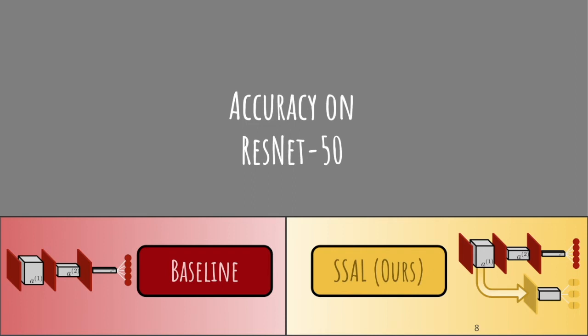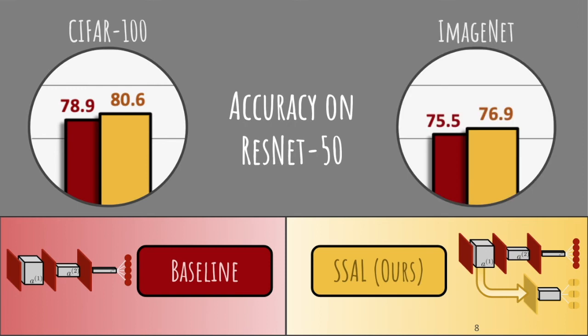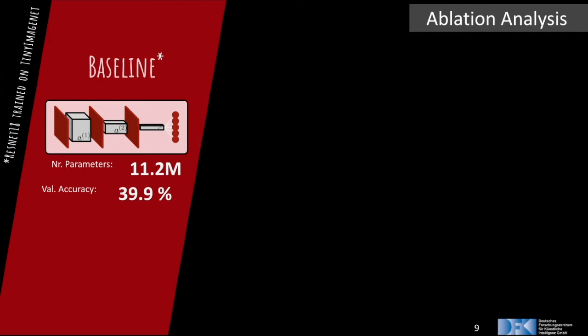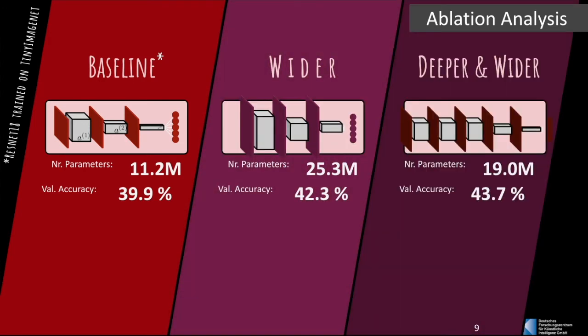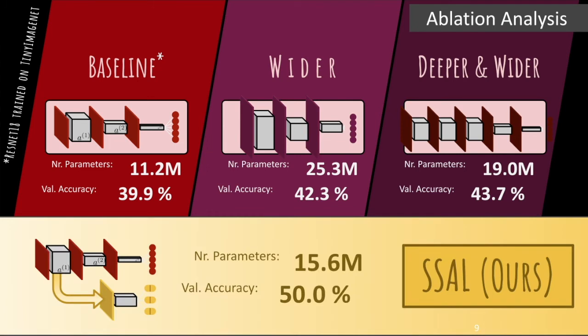We evaluate the accuracy of a ResNet50 model with and without the use of our self-supervised grouping task for CIFAR100 and ImageNet. On both tasks, we report an increase in accuracy of over 1 percentage point. Now, to show that the increase in accuracy is not only due to our proposed model having slightly more parameters, we analyze alternative baselines that also use more parameters. We compare the performance of a ResNet18, a wider version of ResNet18, as well as a deeper and wider version. While the accuracy on all alternatives does increase according to our expectations, our proposed model still outperforms all of them, all while using fewer parameters.